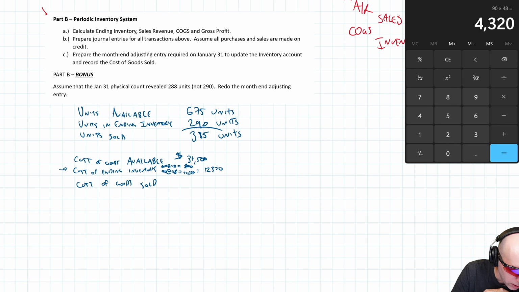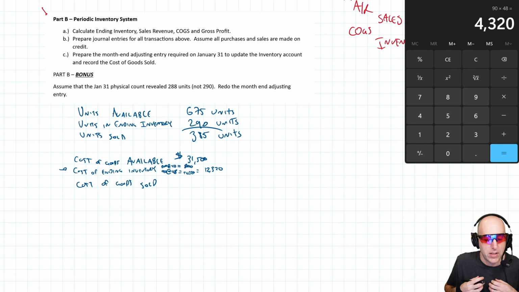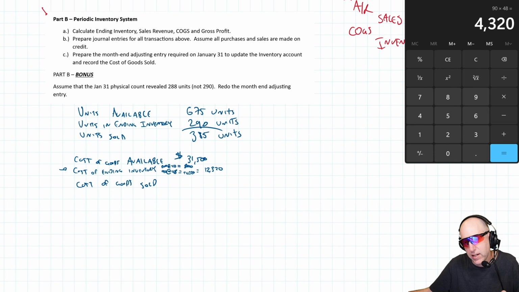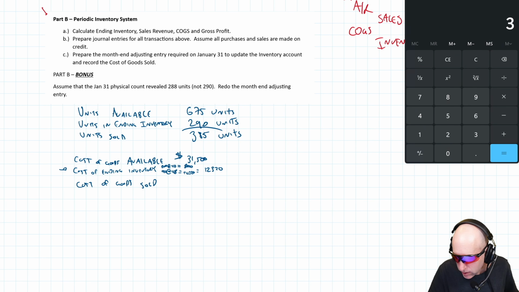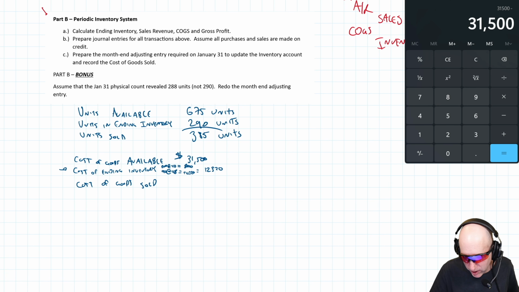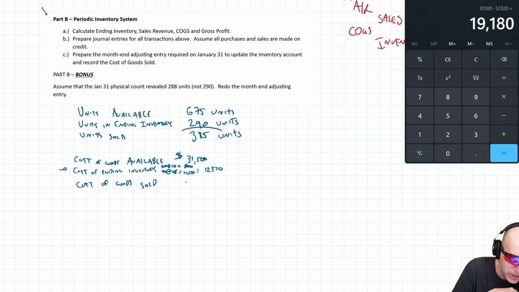Okay, so we had $31,500 worth of stuff available to sell, we have $12,320 left over in inventory. How much did we sell? And it's the difference, right? We had this much available. I have this much left at the end. I must have sold the difference. And if we have good inventory controls, we did sell the difference, but not all companies have amazing inventory controls. 19,180 is the cost of the goods that we sold.